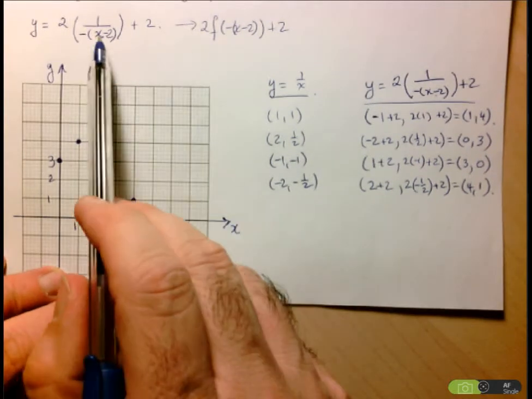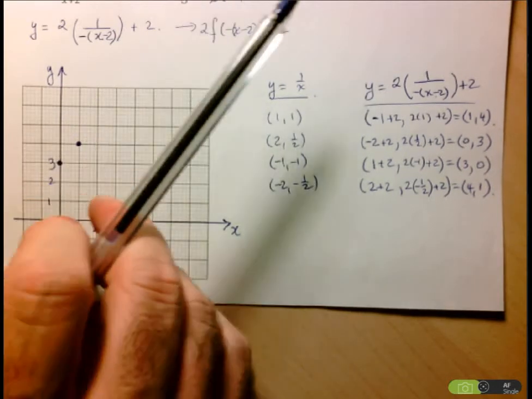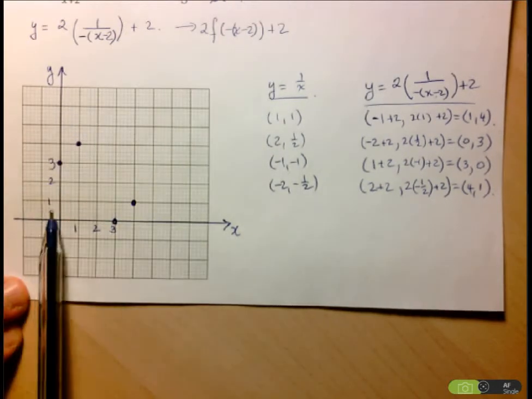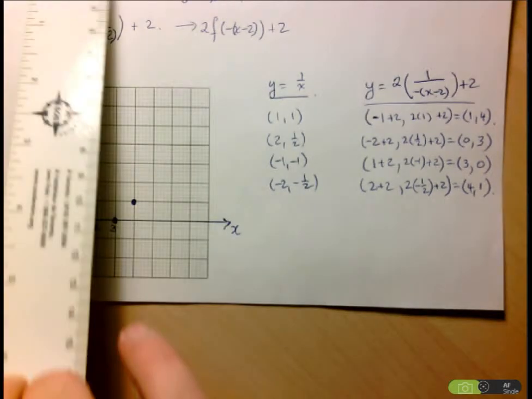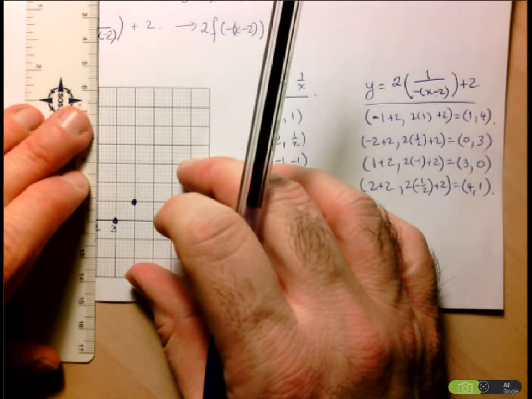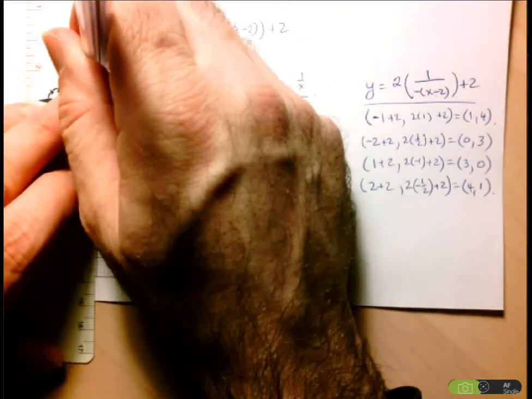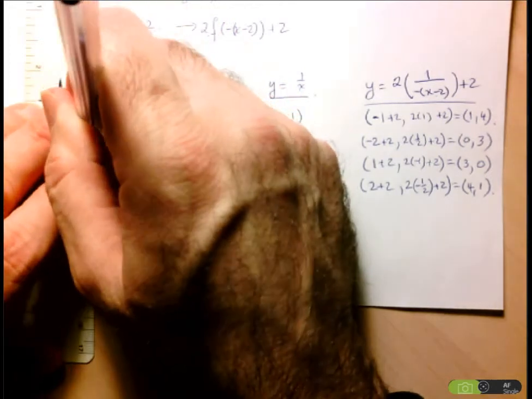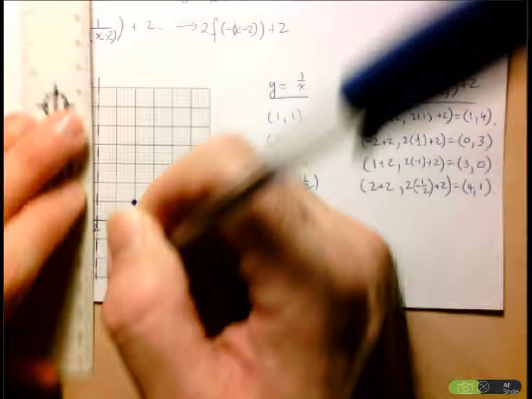So since I'm moving 2 units to the right, since the whole function eventually will move 2 units to the right, it means that my asymptote will move 2 units to the right. So instead of having an asymptote of x equals 0, I'm going to have this vertical asymptote of x equals 2. Okay, so I'll draw a dotted line here to represent my asymptote.